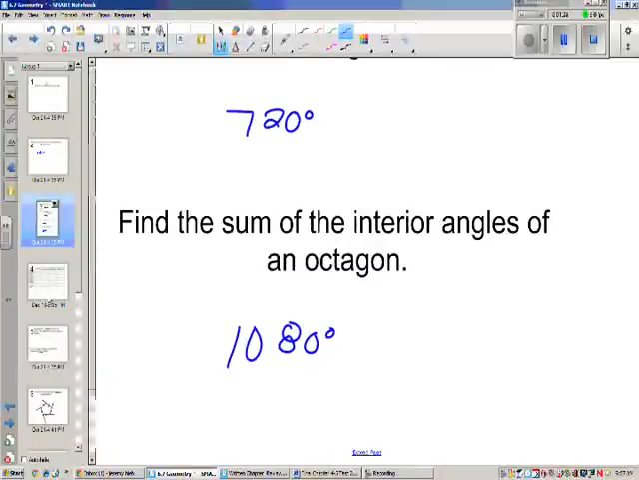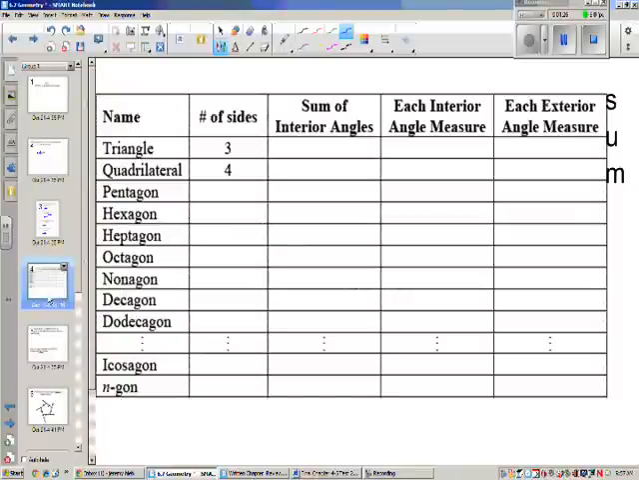Right, so in your book you have this nice table, so I'm going to fill in the first column, number of sides, and then you can go ahead and finish filling in the rest once I go through the first couple. We know triangle, quadrilateral, pentagon, hexagon, heptagon, octagon. A nonagon is 9, a decagon is 10, and be careful, it's not going in order all the time. A dodecagon actually has 12 sides. And an icosagon has 20, and then an n-gon just has n sides.